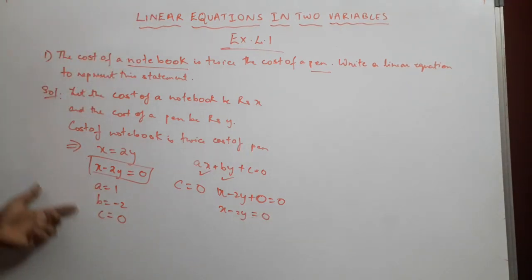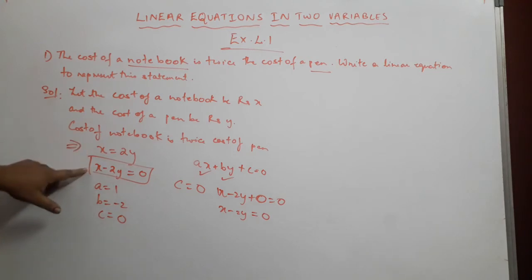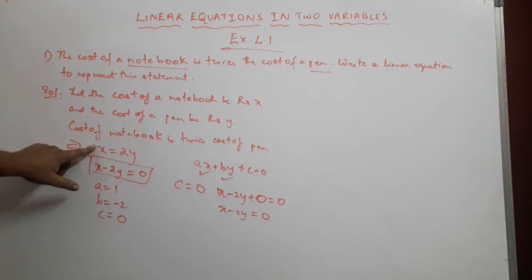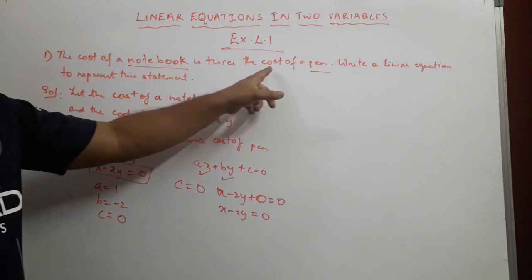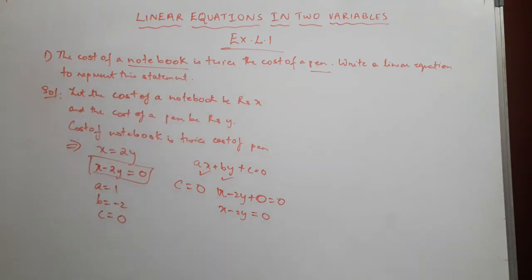So remember, this is your equation. You can leave it in this form or in this form, up to you. But this is good enough to tell you that it is a linear equation. It establishes the relationship as mentioned in the statement. Let's go to the next problem.